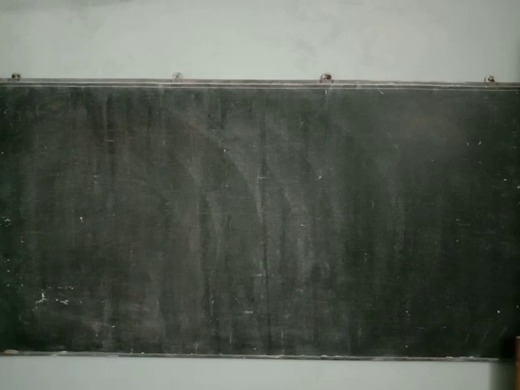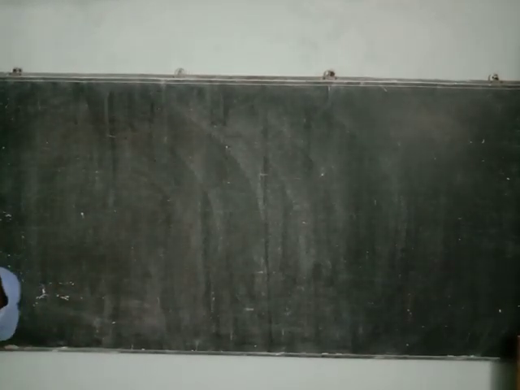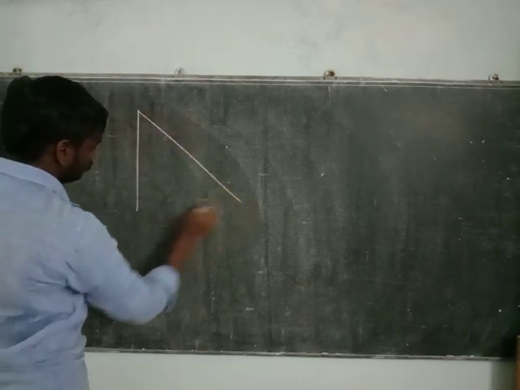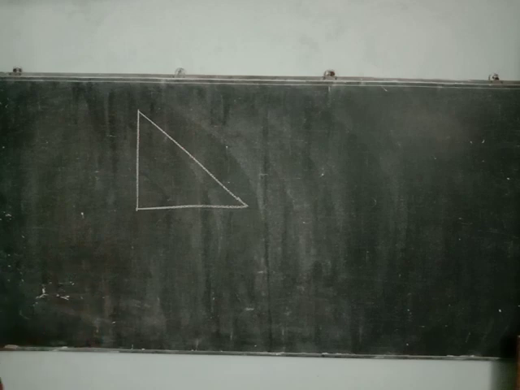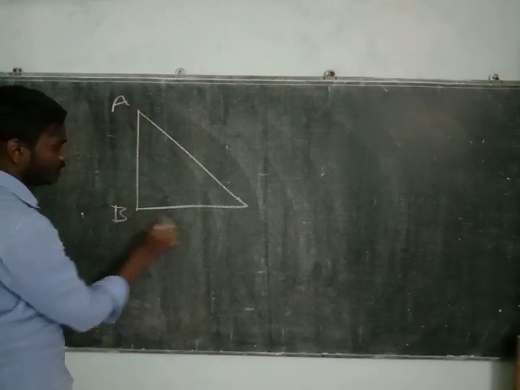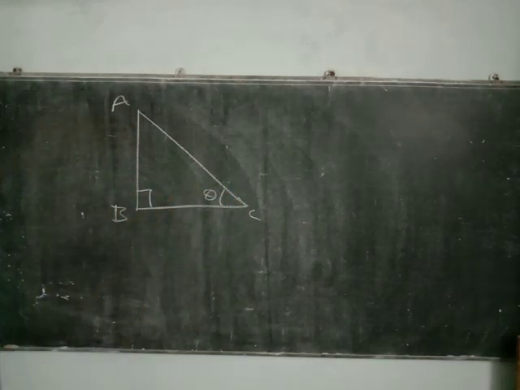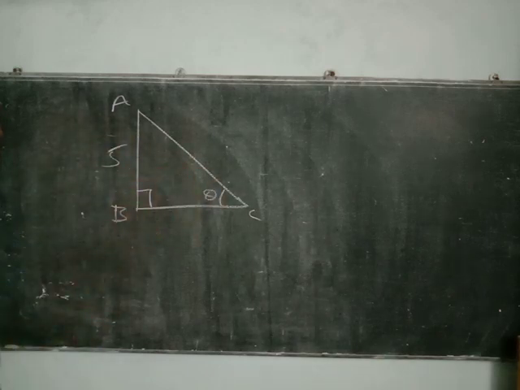Let me take an example. It is given that there is a right angle triangle ABC, with angle theta, and 90 degrees at B. So AB is 5. I have to find all the values. I am going to say only one example for each model.